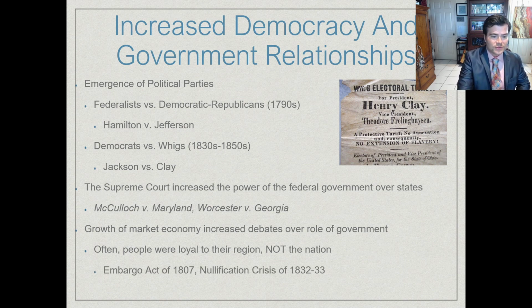So the Embargo Act of 1807, that's passed by Thomas Jefferson. It's going to be pretty bad for our economy since we're technically not going to trade with any other country.